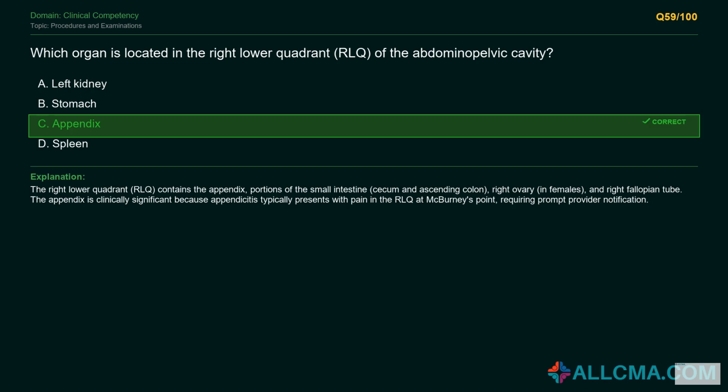The correct answer is C. The right lower quadrant, RLQ, contains the appendix, portions of the small intestine, cecum, and ascending colon, right ovary in females, and right fallopian tube. The appendix is clinically significant because appendicitis typically presents with pain in the RLQ at McBurney's point, requiring prompt provider notification.